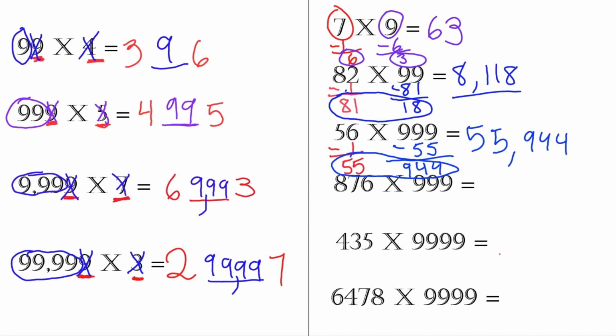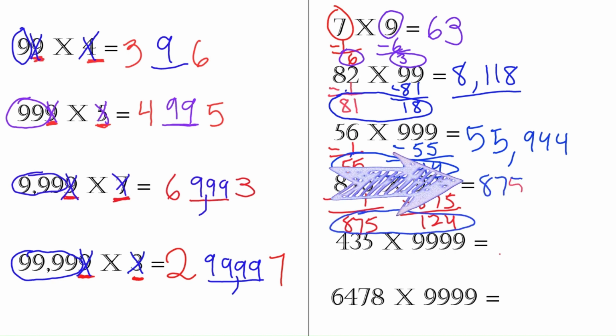Now, moving on to 876 times 999. We're minusing 876 by 1, so it'd be 875. Then 999 minus 875 would be 124. Once these two numbers are combined, it equals 875,124.